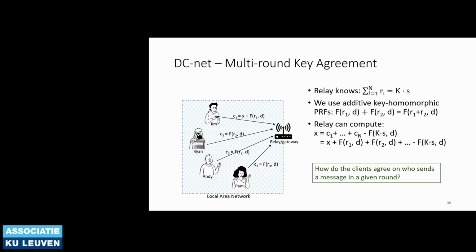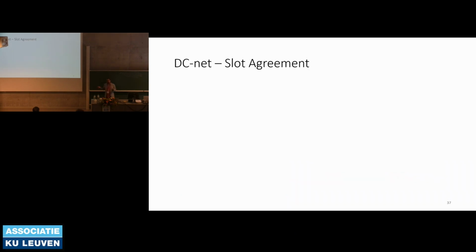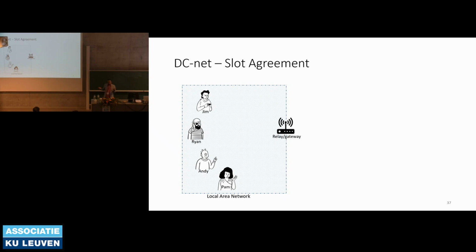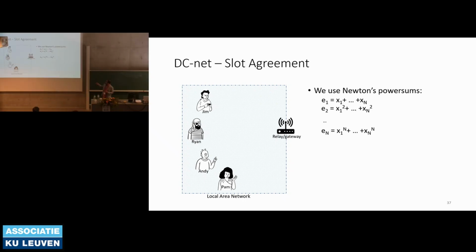And still we have to solve the slot agreement problem. How do the clients know when to send the messages? And we can solve the problem, but by actually not solving the problem. So what we can use is something like Newton's power sum. So it's an equation system. So it's basically, as the name suggests, a power sum.